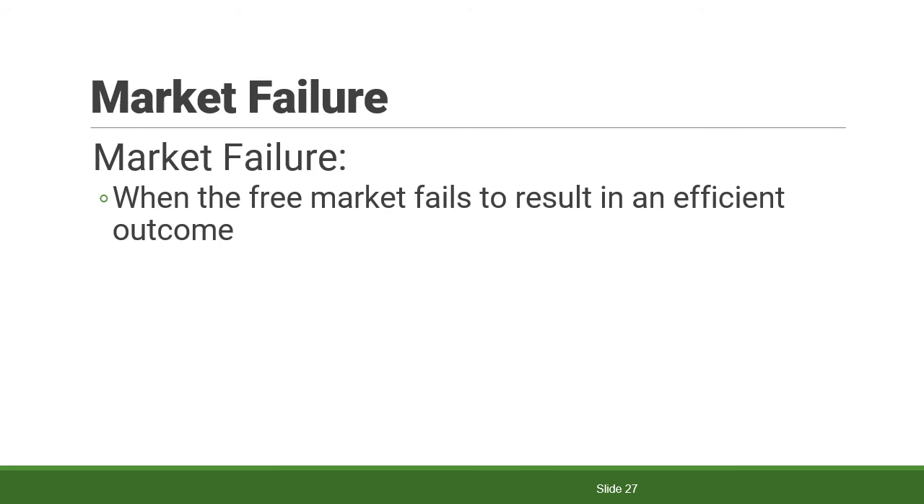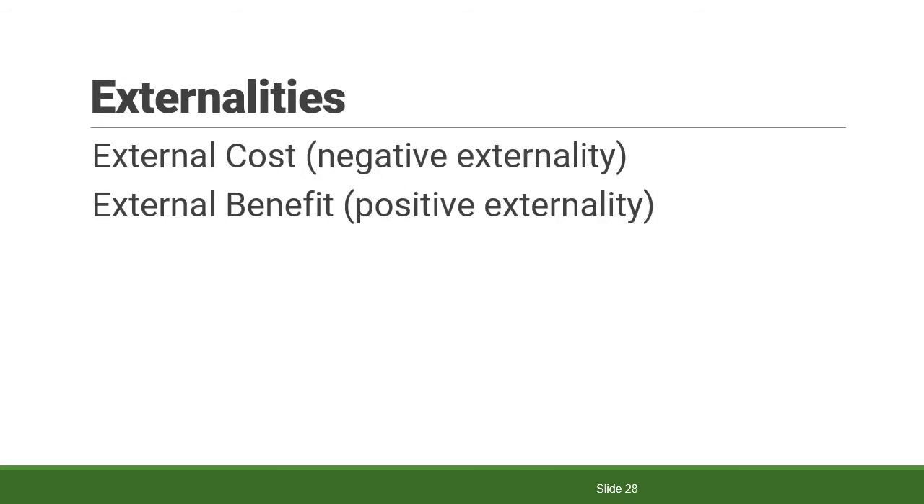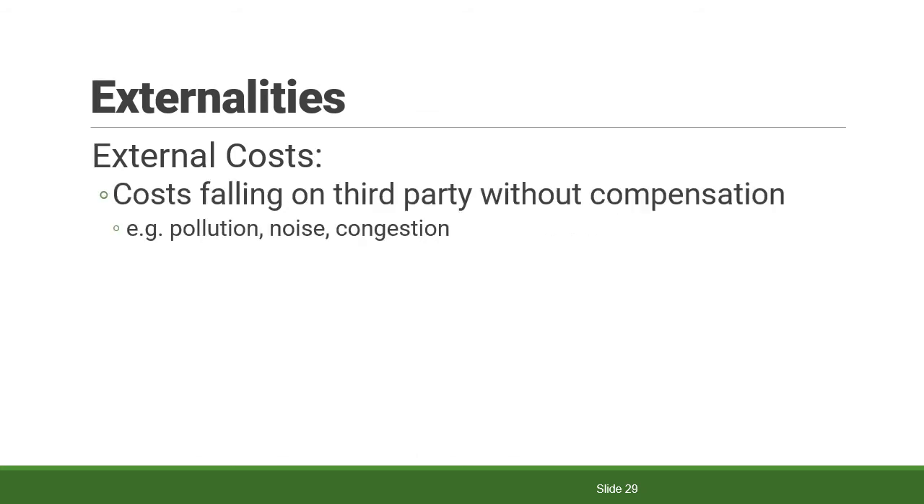So the general assumption is that if you leave a market to operate without intervention, it should arrive at the most efficient outcome. But there are many times when that doesn't happen. And what it creates is what we call externalities. Now, there are two types of externalities: external costs and external benefits. External costs are essentially negative externalities. External benefits are positive externalities.